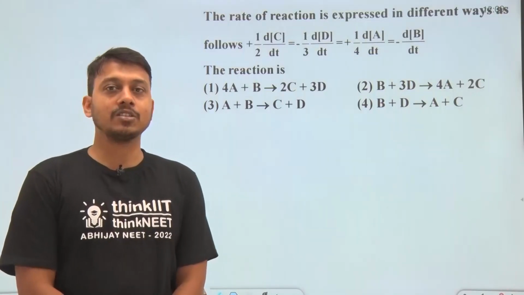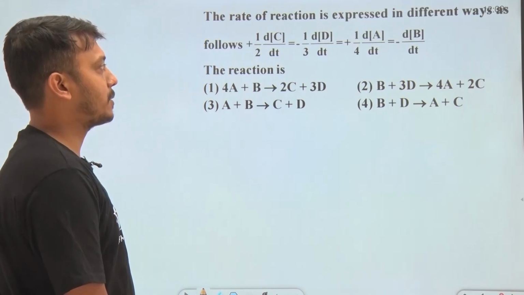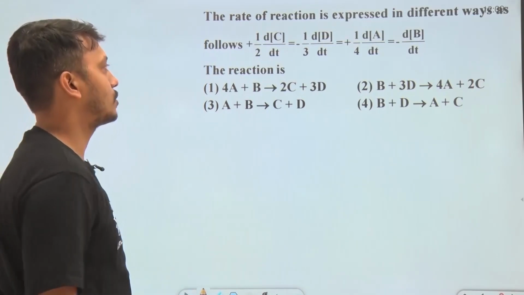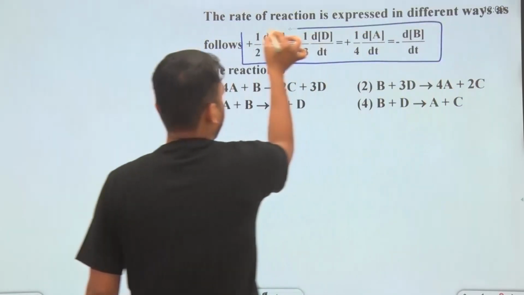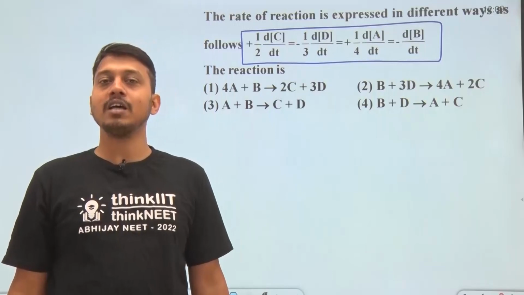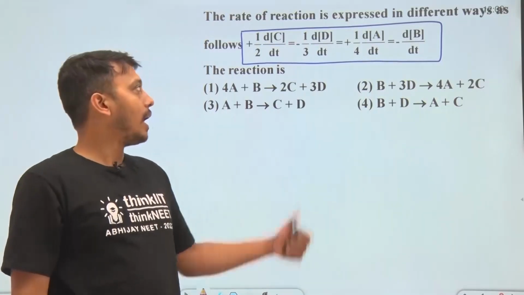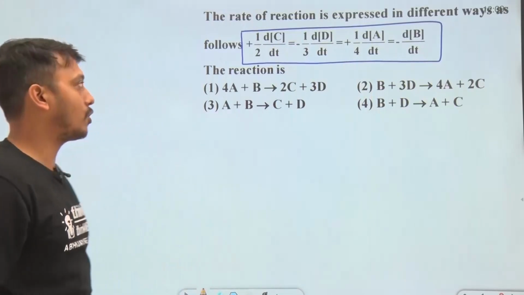So students, the next question is from chemical kinetics. The rate of reaction is expressed in different ways as follows. So this is the way for the expression of rate. Now here positive sign is for the product, negative sign is for the reactant, and the numbers by which these are divided are basically the stoichiometry.